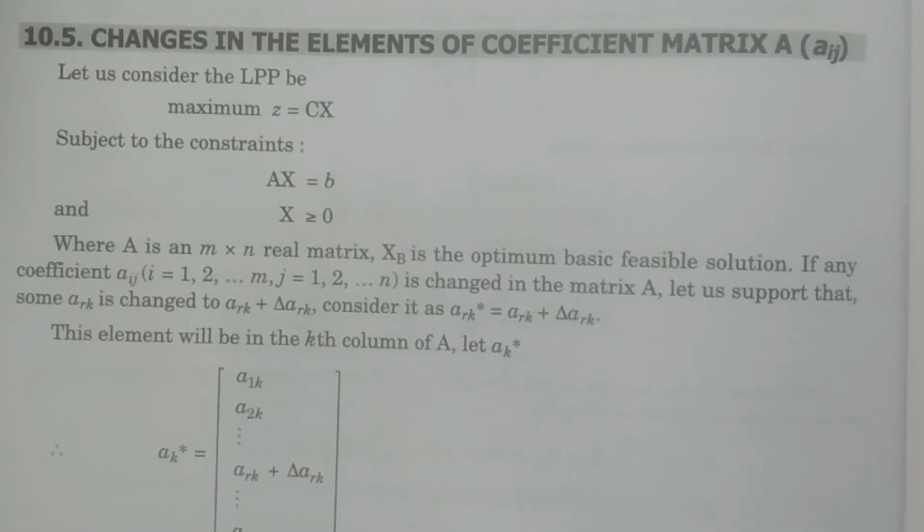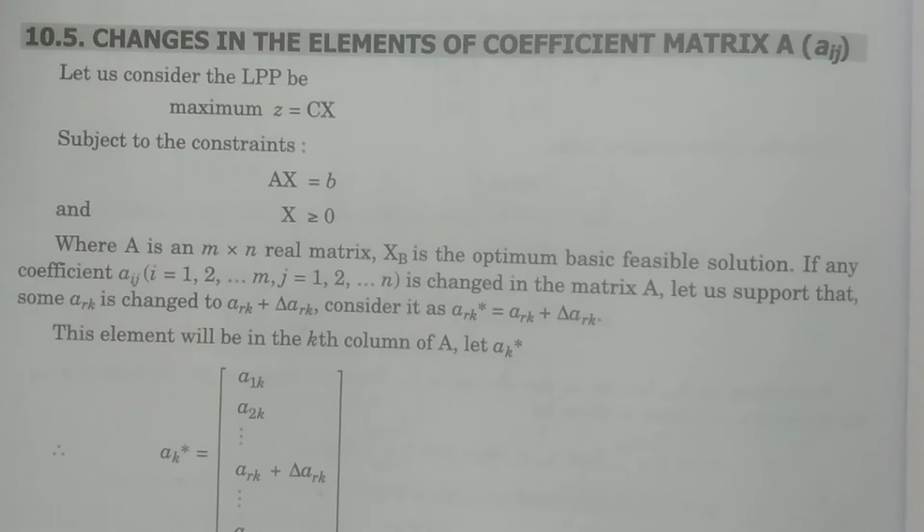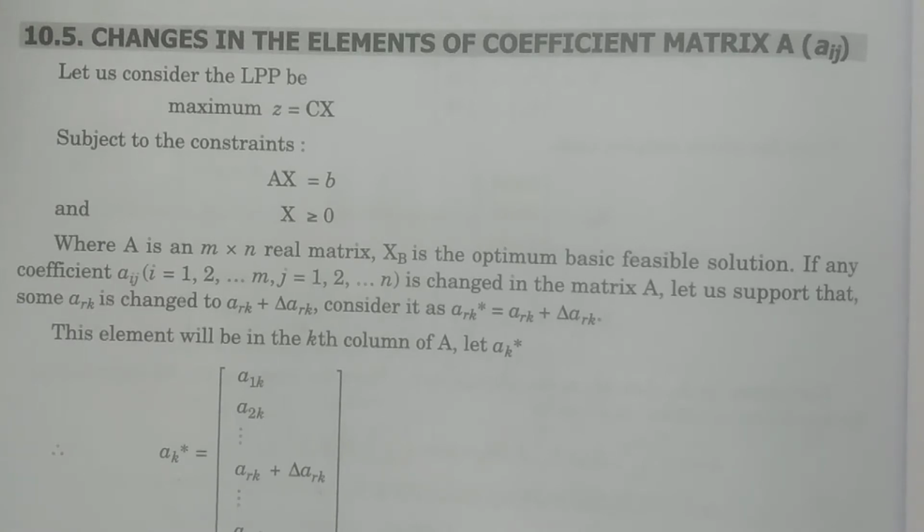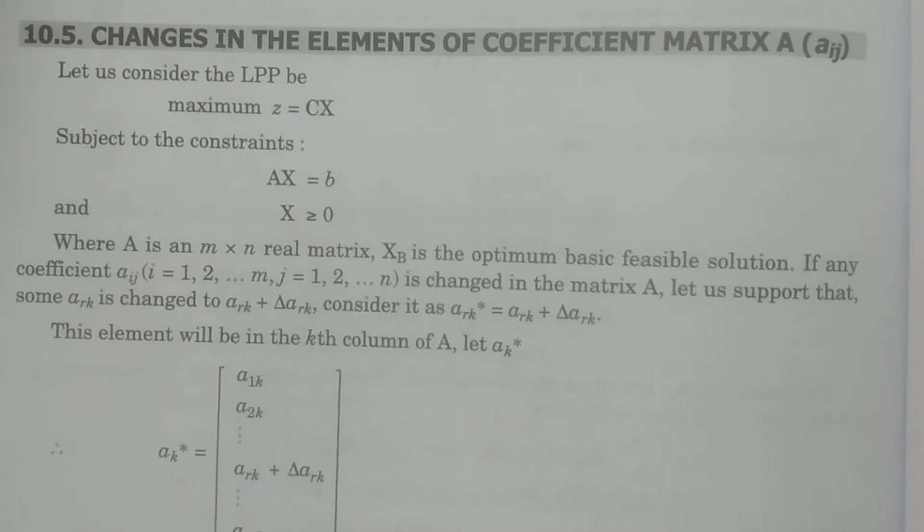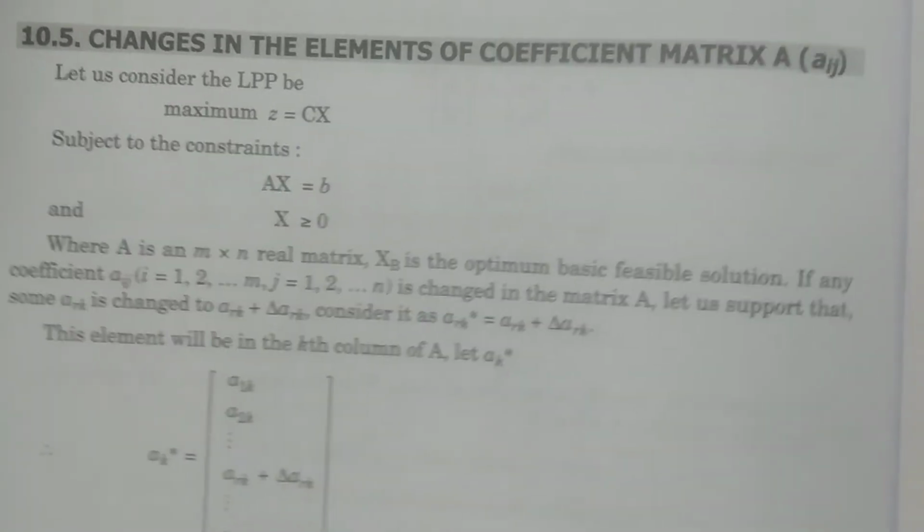So in this class, I explain the changes in the elements of quotient matrix A, in which I have discussed already case 1, and in case 2, I have discussed the feasibility condition. Now I discuss the optimality condition in case 2, right? So this is what I have already explained for case 2.